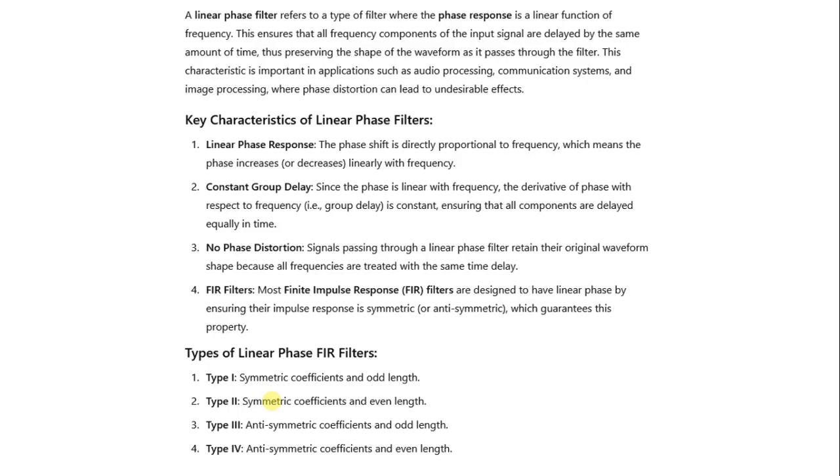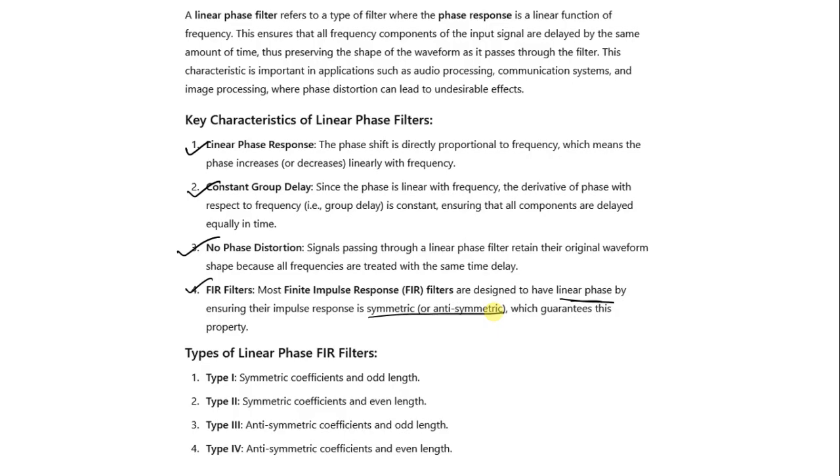So key characteristics of the linear phase filters: linear phase response, constant group delay, we already discussed. There would be no phase distortion as a result of the linear phase. And lastly, FIR filters are designed to have linear phase by ensuring their impulse response is symmetric or anti-symmetric, which guarantees this linear phase response.